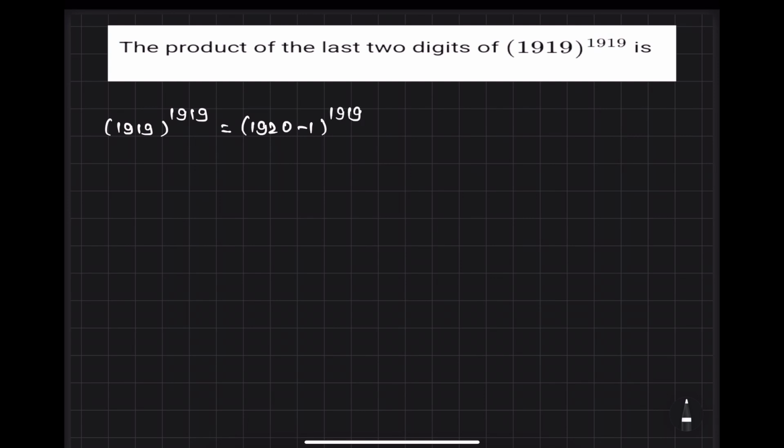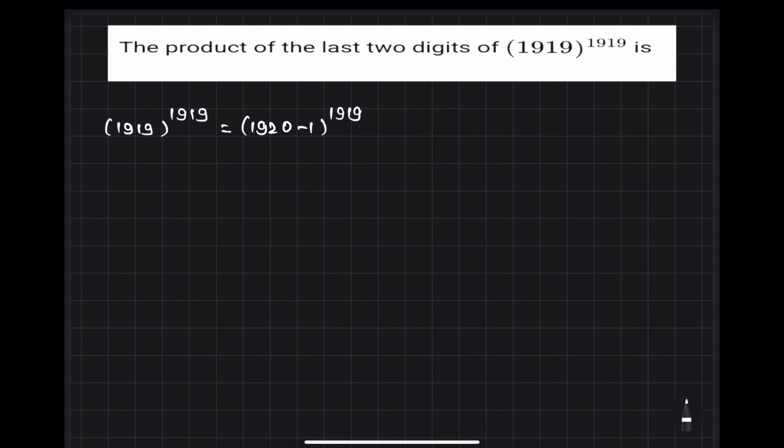1919? You know that you have to focus on the last two digits. This means that I will be ignoring all the numbers which carry a minimum of two zeros at the end, because those terms will not contribute to the last two digits, correct? So let's expand this one.